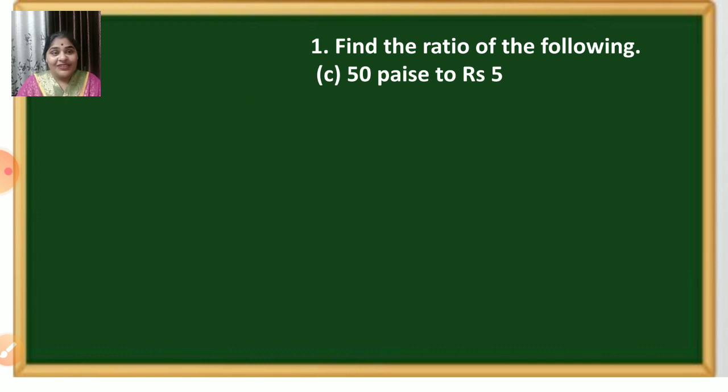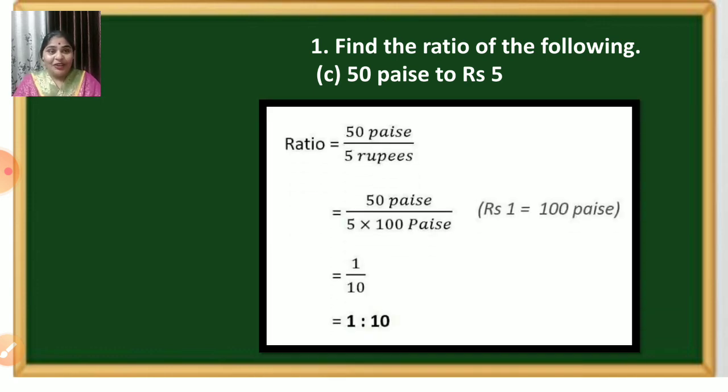It is 50 paisa to 5 rupees. So 50 paisa will come in the numerator and 5 rupees will come in the denominator. Now I hope you understood. These two quantities have different units, right? So we have to first bring them in the same unit. And we know 1 rupee is equal to 100 paisa, right? So in the denominator it will be how many paisa? 500 paisa, right? So 5 into 100. So 50 upon 500 you will get, children.